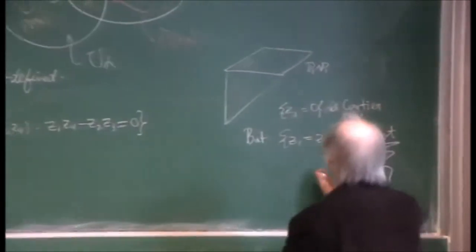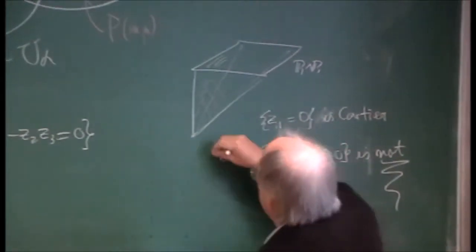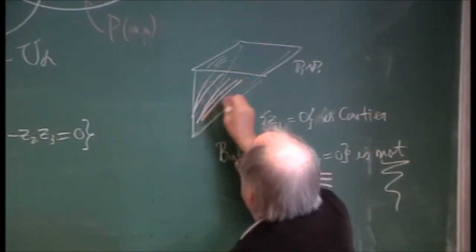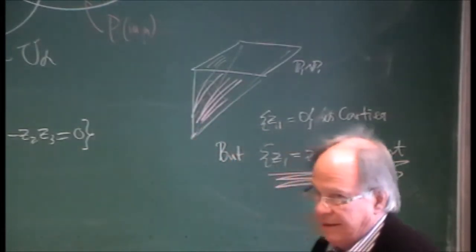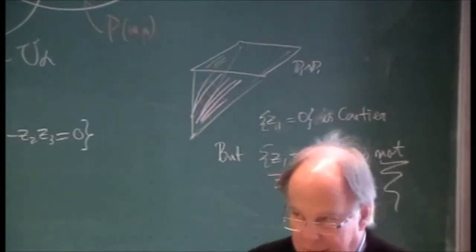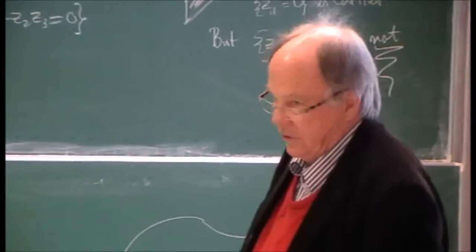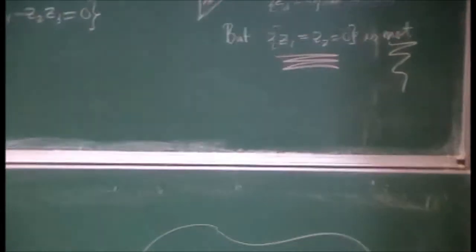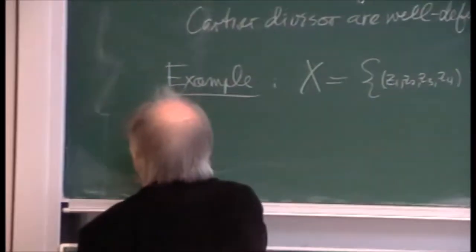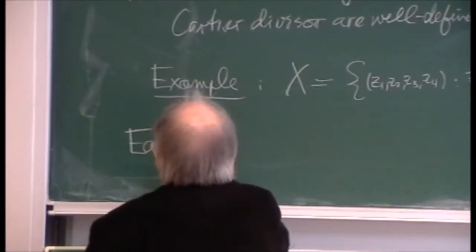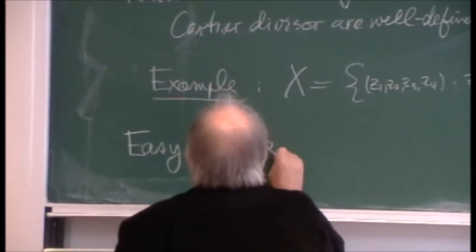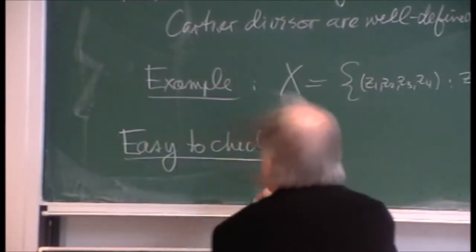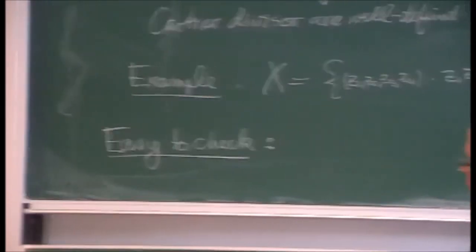So this thing, say, is one of these things. So this is just this one, this face here. It is definitely not Cartier. So it's a delicate point which Weil divisors are Cartier, but it's easy to check. This is just a little warning about the subtleties that are going on if you ever get interested in the subject.